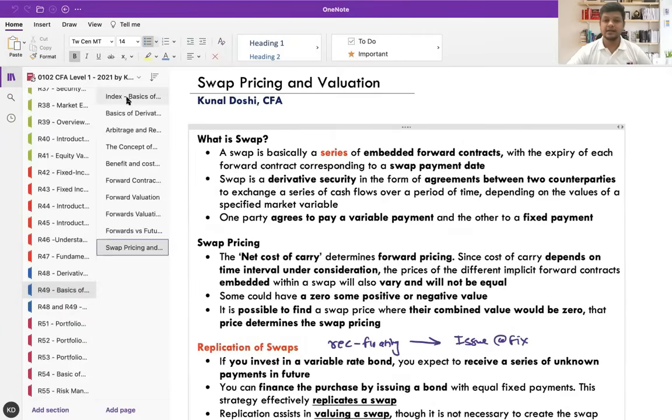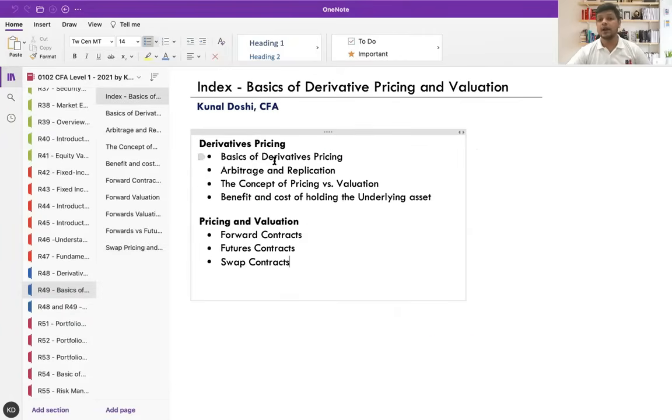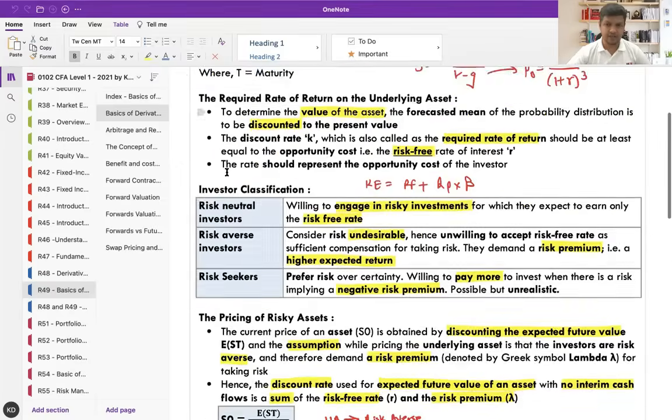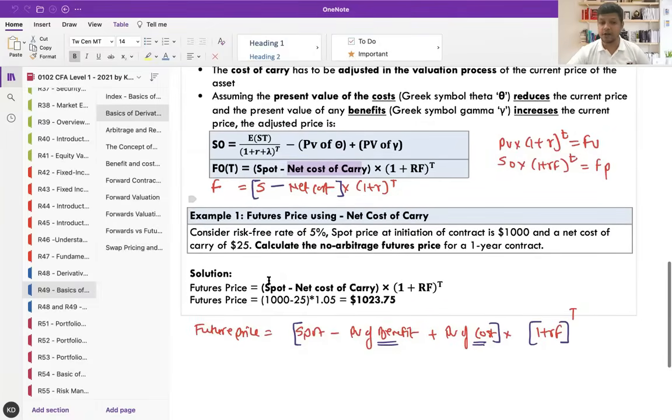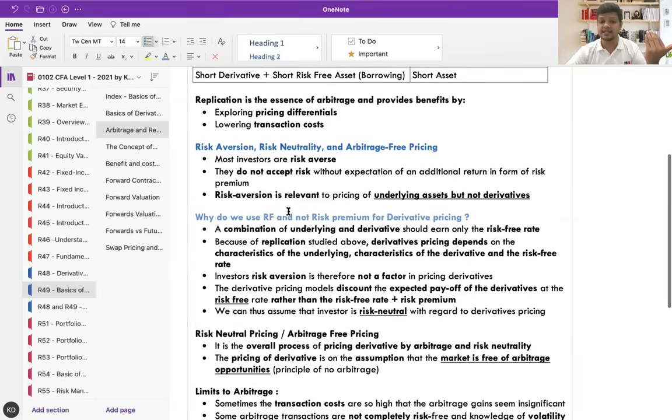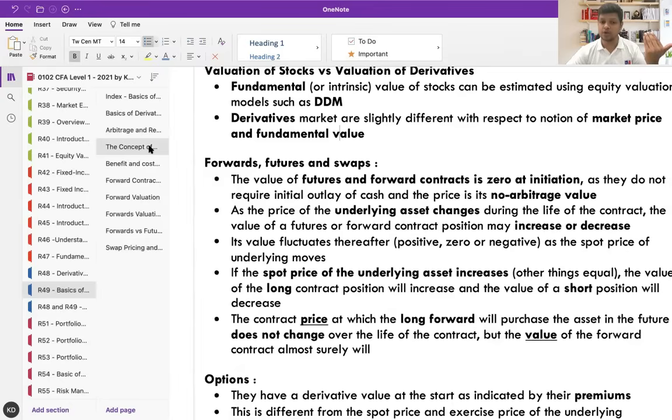Well, that's it. This is how and where we have understood different concepts of derivatives, especially the risk neutral approach, where we discount everything with the risk-free rate, which was very essential. Then we determine the price of the future, which is spot minus any benefit, add any cost, and take everything into the future using the risk-free rate. Why the risk-free rate? Because we assume the investors are risk neutral.